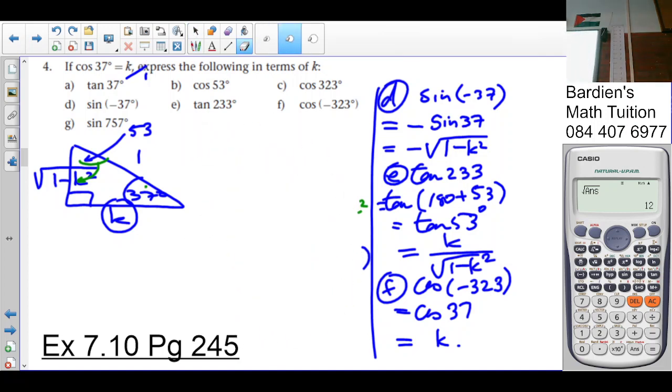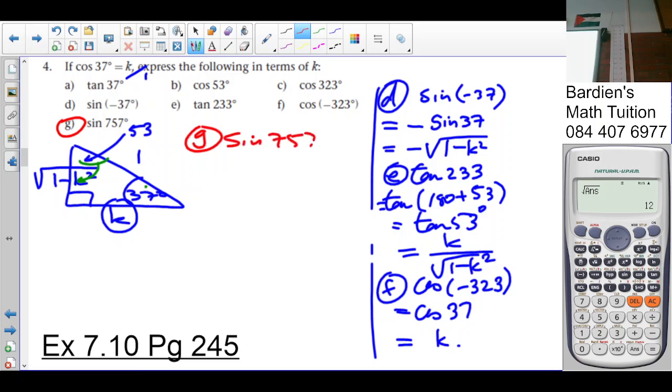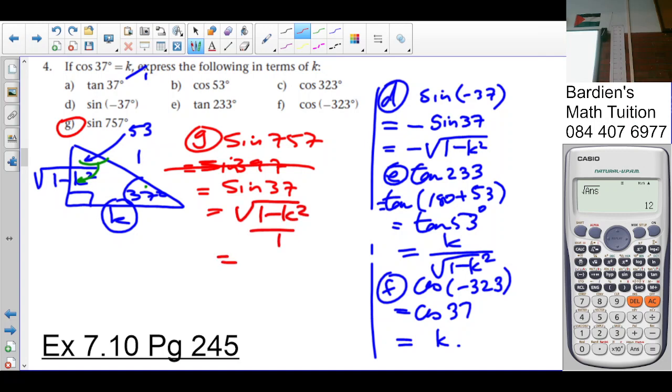G. G is sine of 757. You subtract 360, what do we get? 397. Sine, which is? I made a mistake again, subtract 360 again. So it's sine 37. I didn't have to write this, okay? And sine of 37 is opposite over hypotenuse, so it's the root of 1 minus k squared over 1, which is root of 1 minus k squared. You all agree with that? Yes. Right.